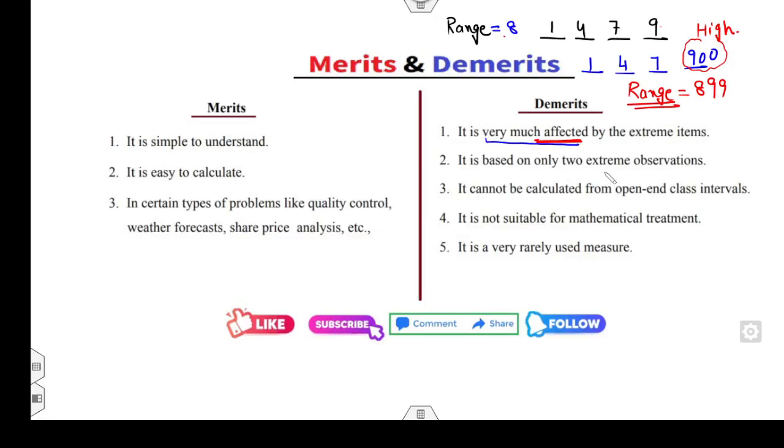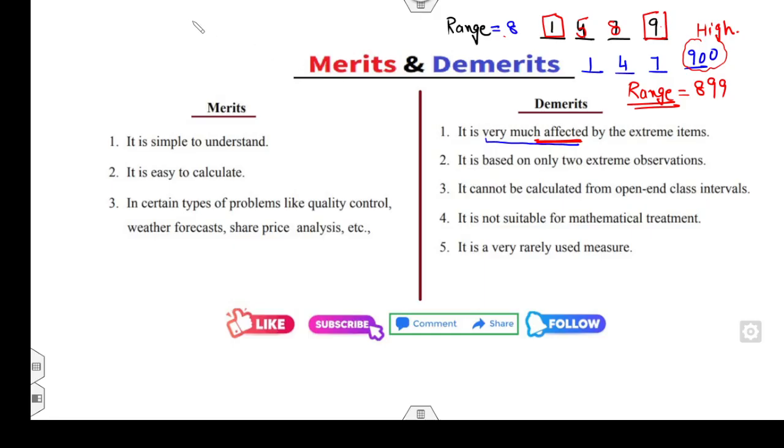It is based only on the two extreme observations. Like if I say second number is instead of the 7, it is my 8. Instead of the 4, it's a 5. They are independent of the middle numbers. They are only dependent on the first and the last information. It can't be calculated for the open and the close intervals.